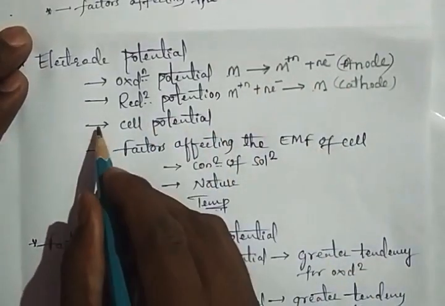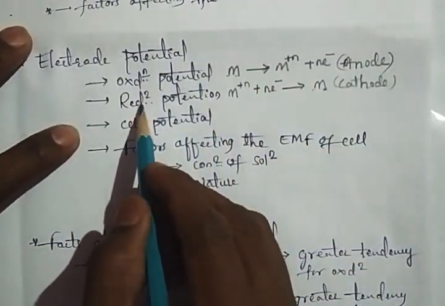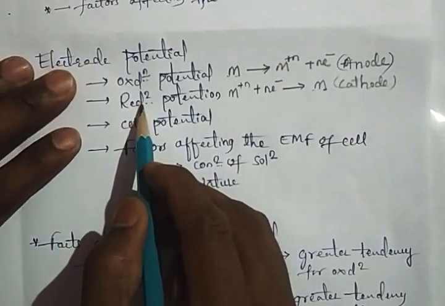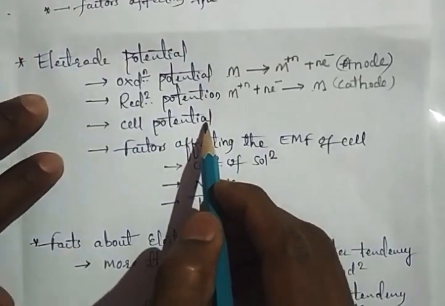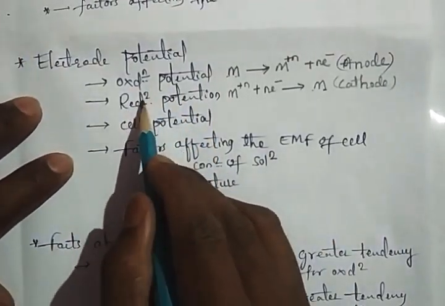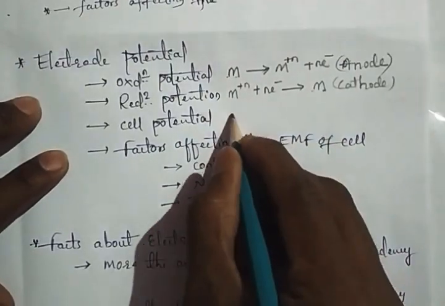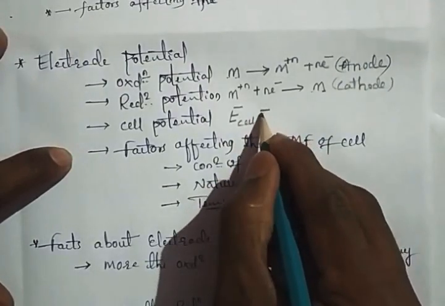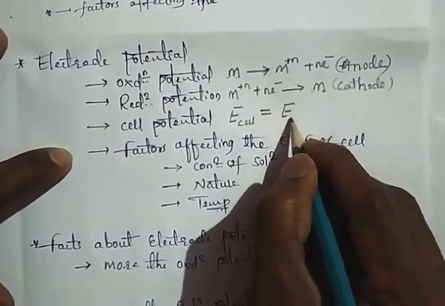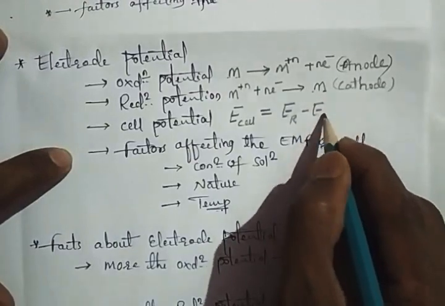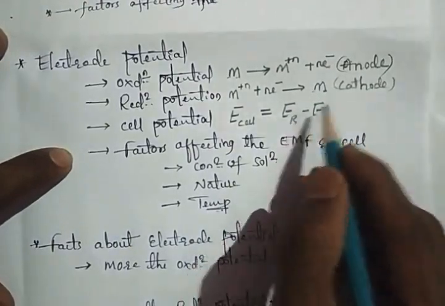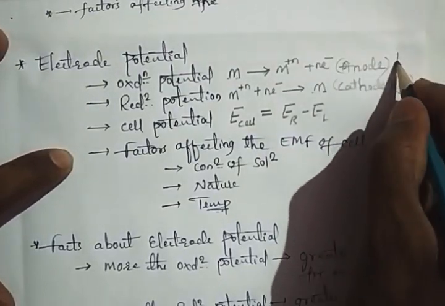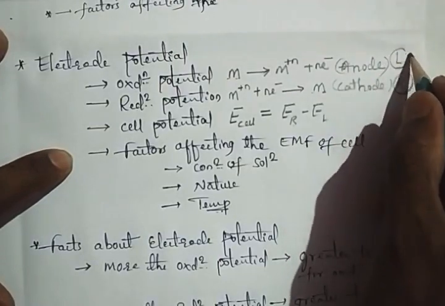What is meant by cell potential? By combining these two with the help of a salt bridge and connecting wires, we get the galvanic cell. The potential difference between these two electrodes is known as cell potential, and this can be calculated by the formula E cell equals E right minus E left. Which half cell is on the right side? The cathode half cell is present on the right side, whereas the anode half cell is placed on the left side.